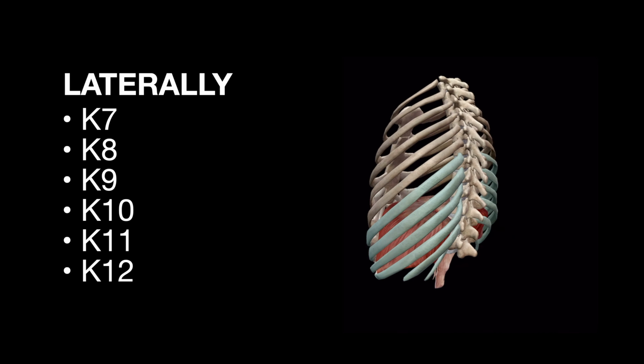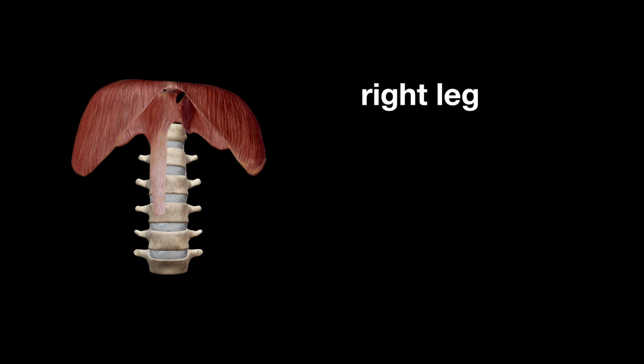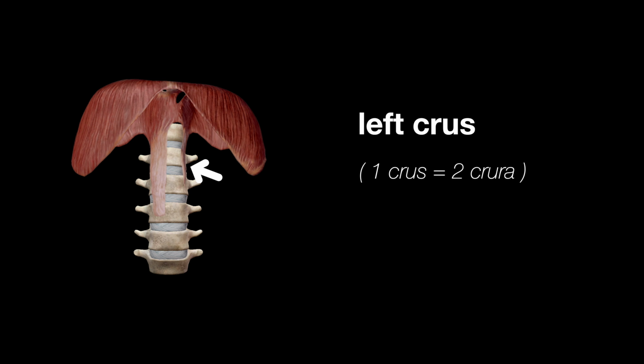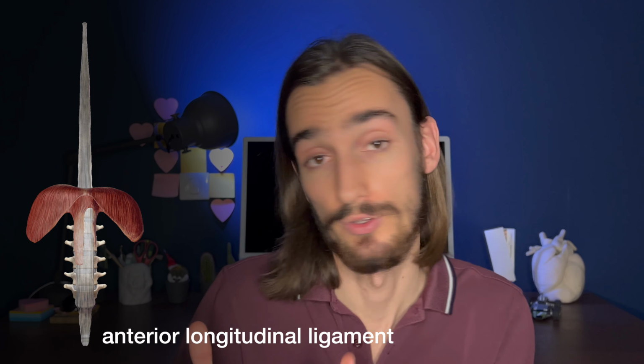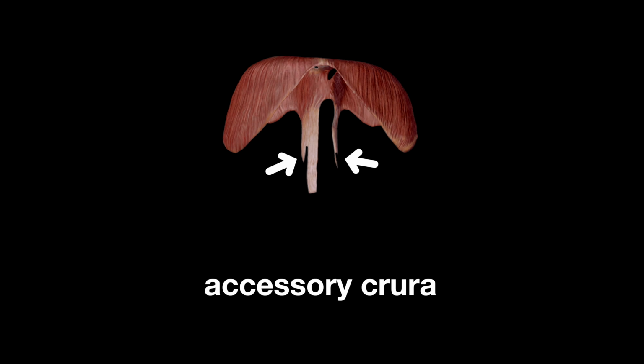Laterally, the muscle fibers insert into the last 6 ribs from K7 to K12. The posterior fibers insert via the crura on the lumbar vertebrae. The right leg is longer than the left and inserts into the anterior and right parts of L1, L2, L3 and sometimes even L4. The left crus, shorter, inserts on the anterior and left parts of L1 and L2. These pillars blend with the anterior longitudinal ligaments of the vertebral column. Lateral to these crura, we find 2 other accessory crura inserted on L2.